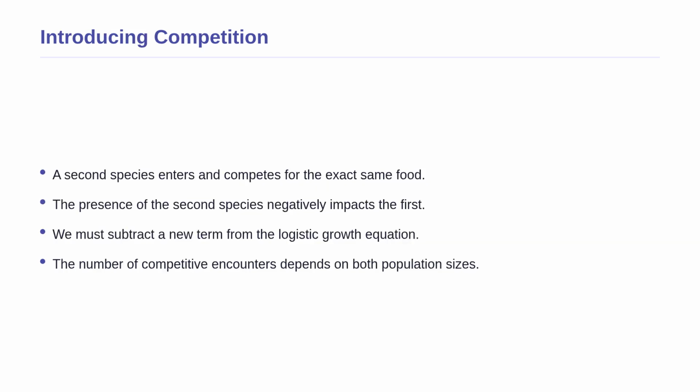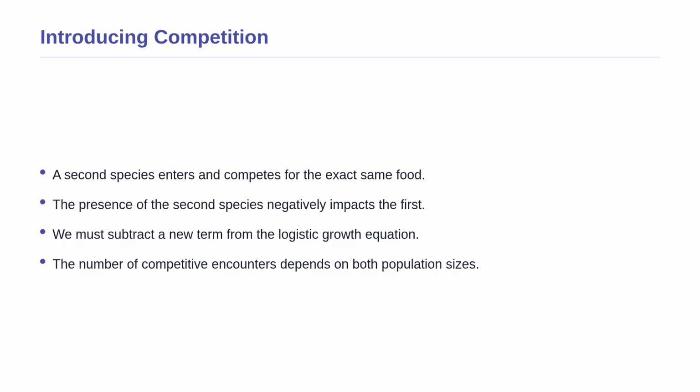This basic logistic formula we just saw leads us to an important question. What happens when a second species enters the exact same environment? If they compete for the exact same food, the presence of this new species will negatively impact the growth of our first species because there are fewer resources available.